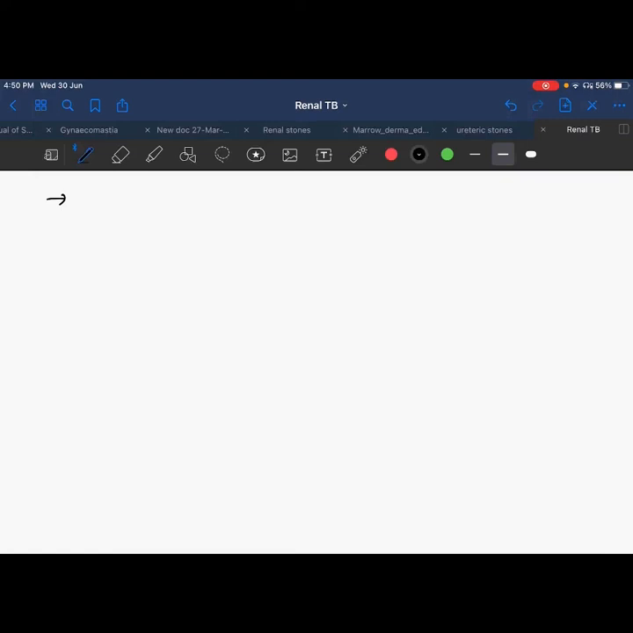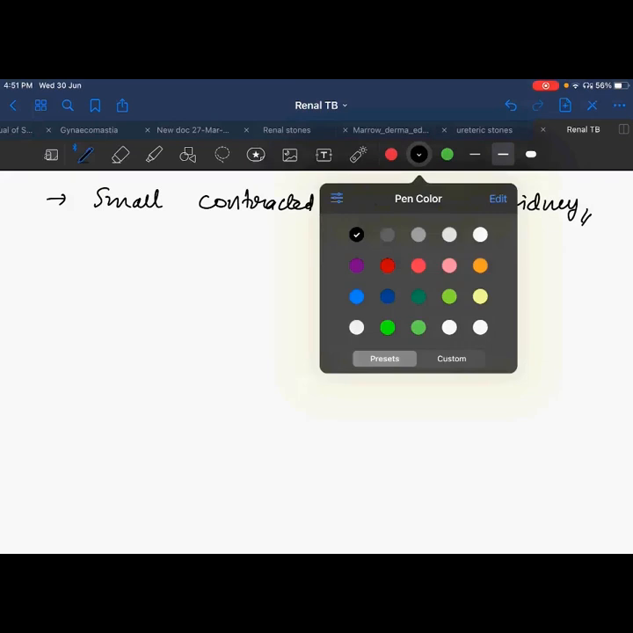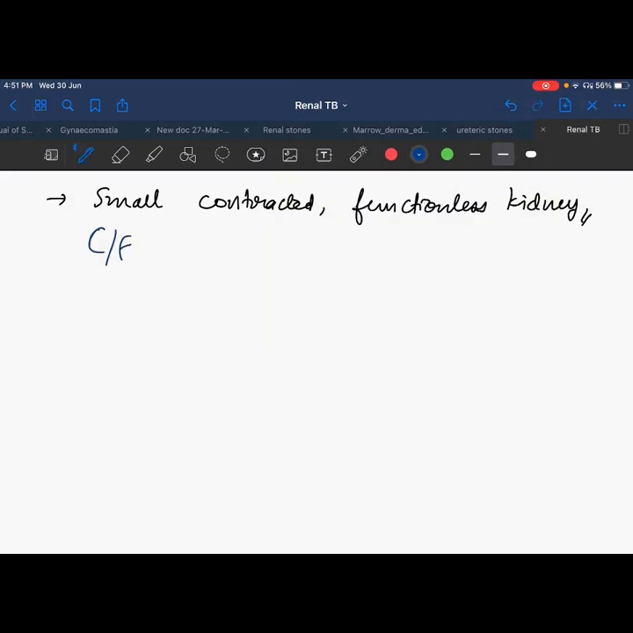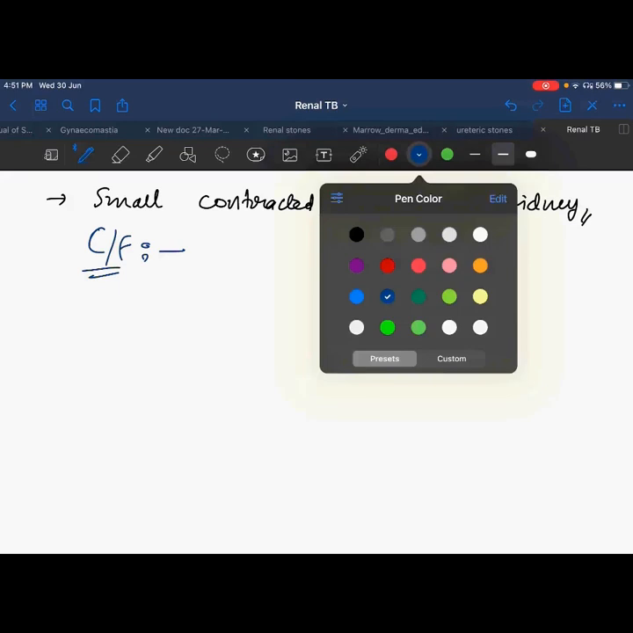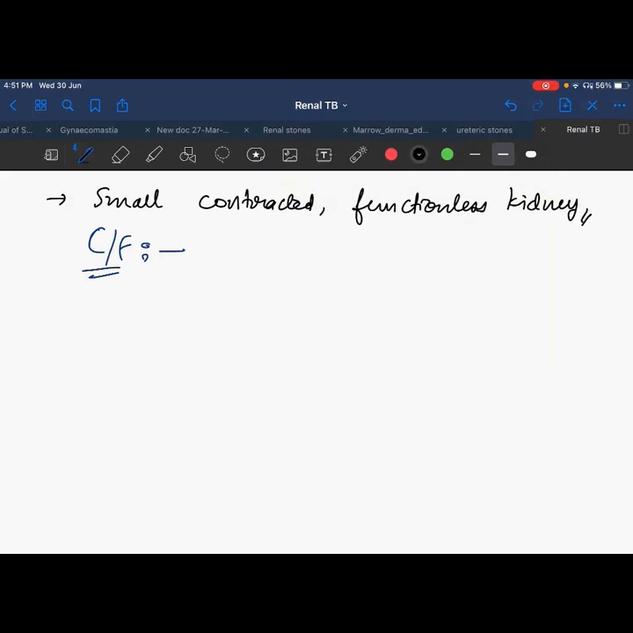Next, finally, due to all that, if the pus and all gradually subside, the kidney becomes contracted. It undergoes fibrosis, gets contracted and shrinks in size. So a small, contracted, functionless kidney. Finally, if the patient has miliary tuberculosis, meaning miliary tubercles are formed, then multiple small tubercles will be spread uniformly through the kidney. Okay, this is not that important, but I'm just putting it over there.